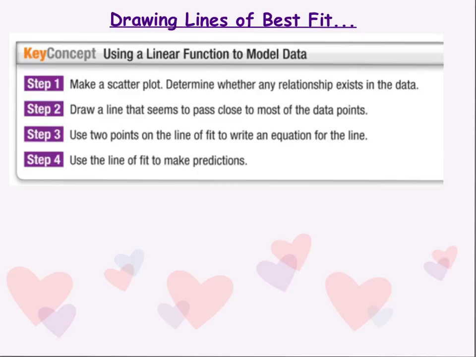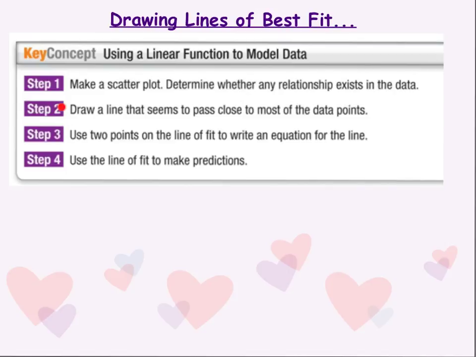Okay. Here's where the real practice comes in and what you guys are going to be doing on the homework. Again, not due till Tuesday. First thing you're going to do is make a scatter plot. You're going to practice that next week, Tuesday and Wednesday. But you are on the homework going to be determining whether any relationship exists in the data. We will continue to practice that.